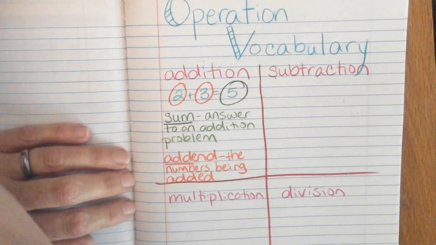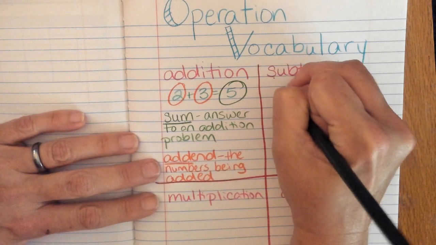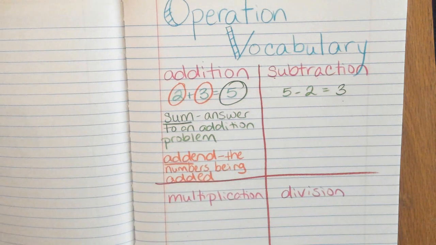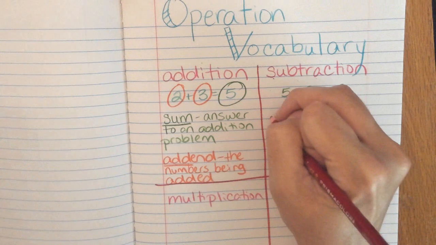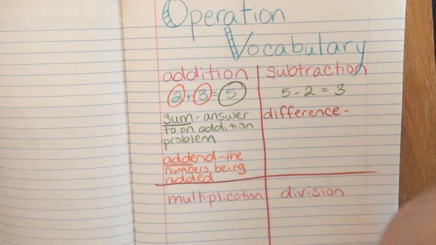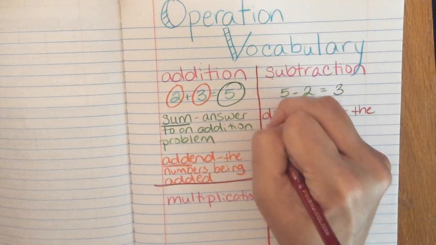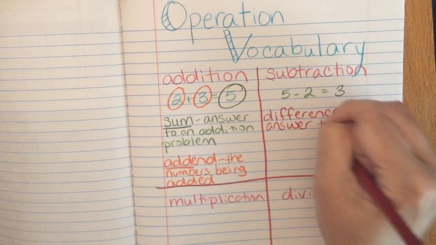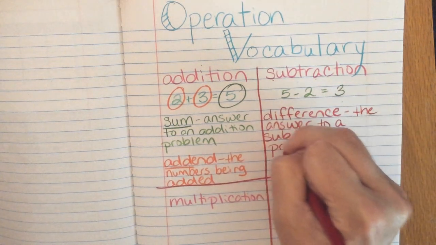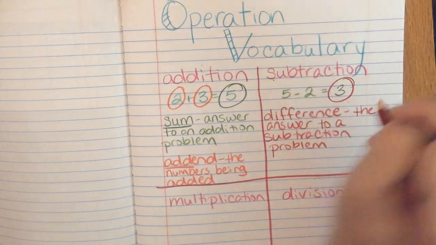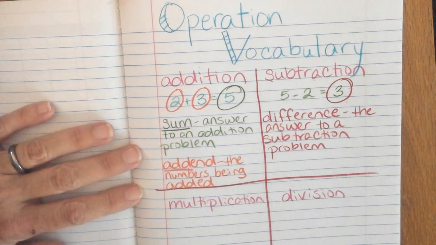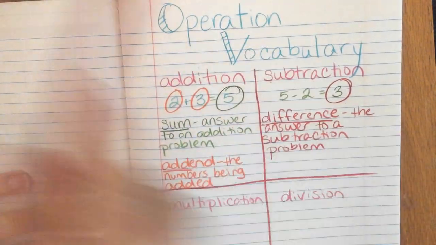When we talk about subtraction, I'll go ahead and do 5 minus 2 equals 3. Okay. Usually the only word that we really worry about is the word difference. And the word difference means the answer to a subtraction problem. So in this case, the number 3. So really, the only word you need for subtraction that we're really going to be using is difference.